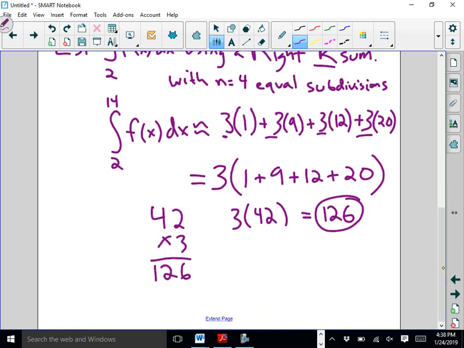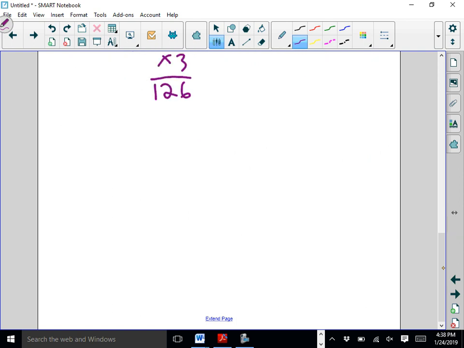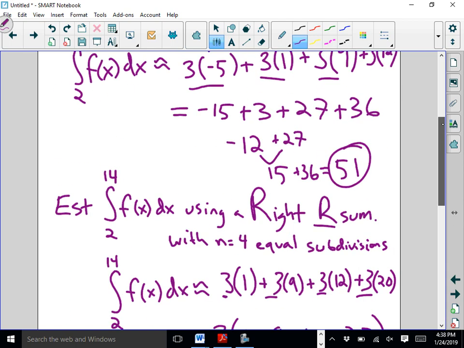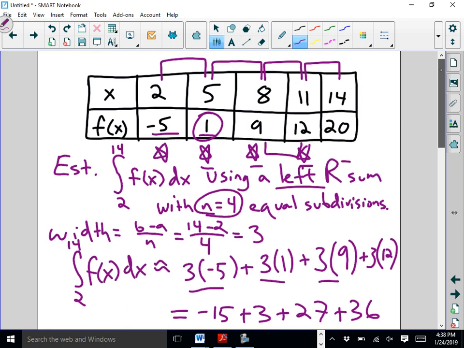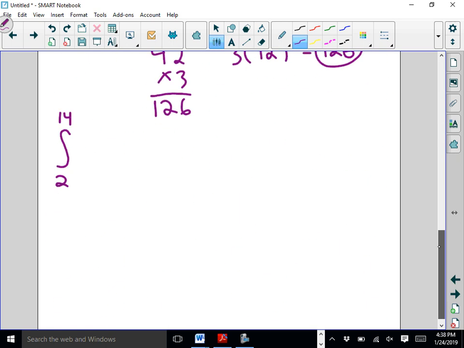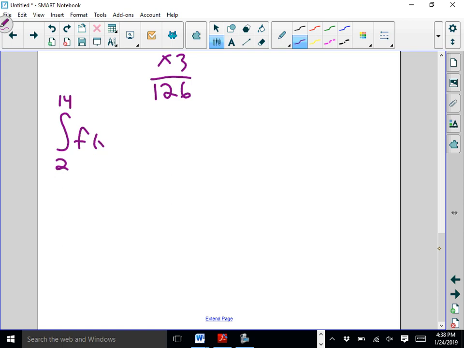Okay. Now let's try. I want to estimate the integral from 2 to 14 of f of x dx. So again, I'm estimating the integral from 2 to 14 of f of x dx using a midpoint Riemann sum this time. Let's try that. With n equals 2 subdivisions.